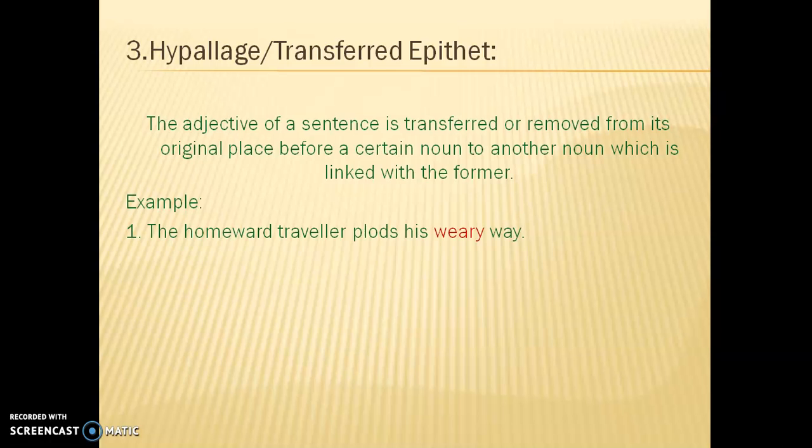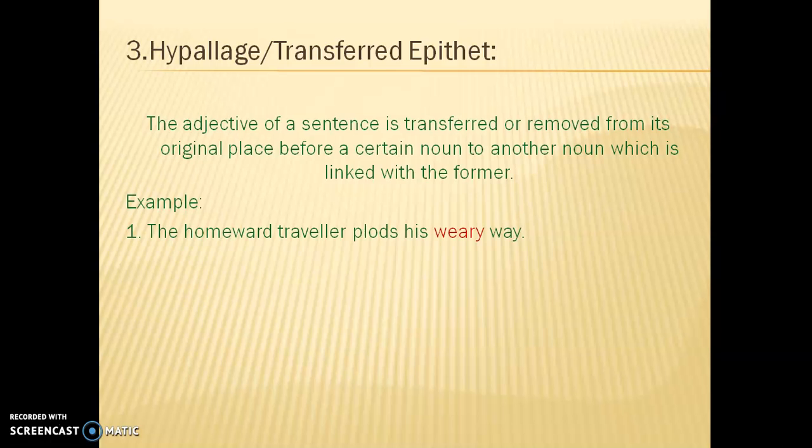So the adjective of a sentence is transferred or dislocated or removed from its original place before a certain noun to another noun which is linked with the former. So that is the concept. An example will clarify the thing in a better way.